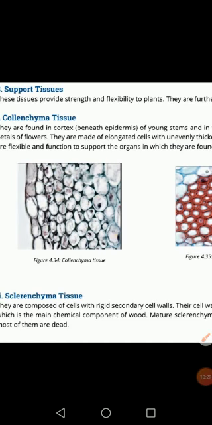Okay, we have discussed permanent tissues and their types. There are three types of permanent tissue we have discussed today.